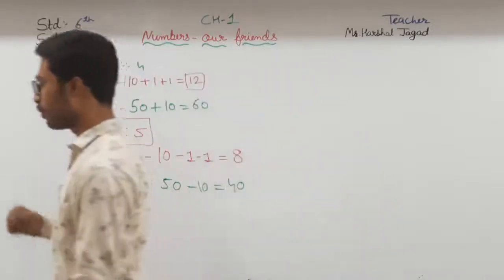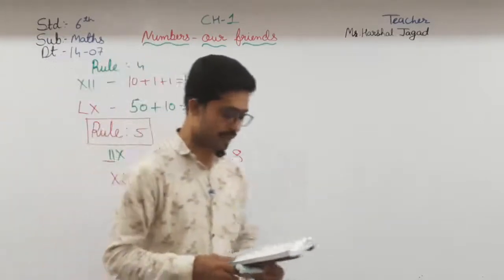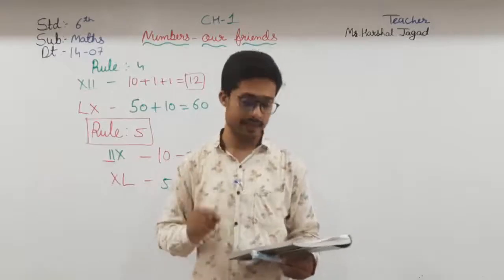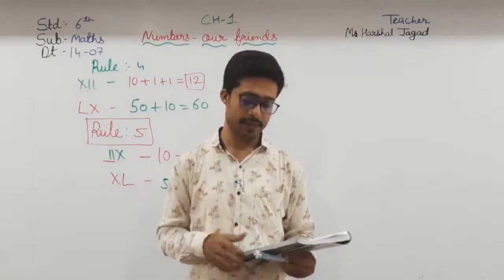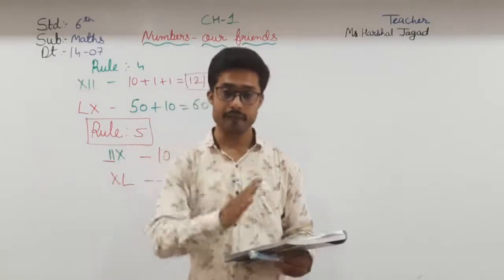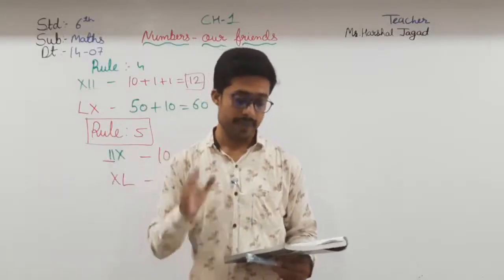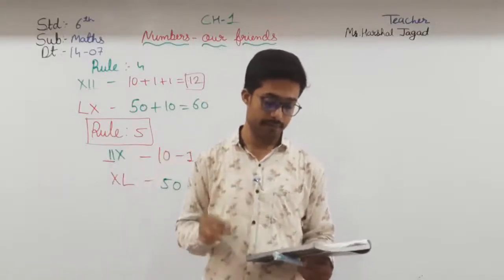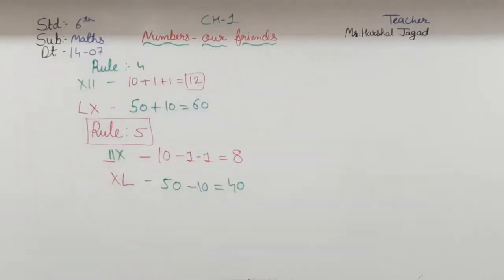Then after that, rule number 7, that is, if the value of the symbols from left to right decreases or remains the same, we add the values of the symbols. For example, here they have given an example. See, I am just doing that.